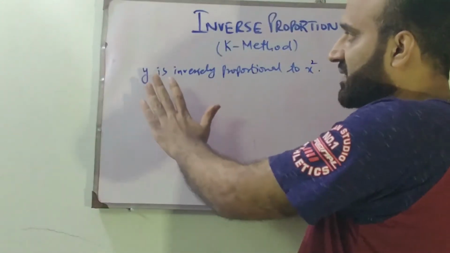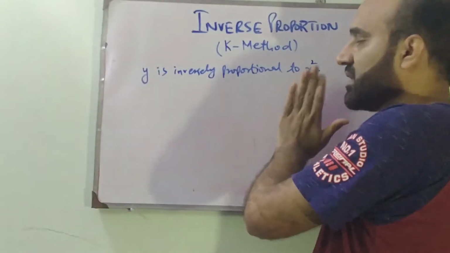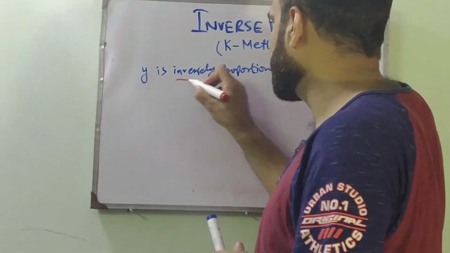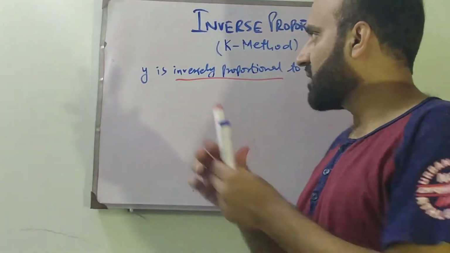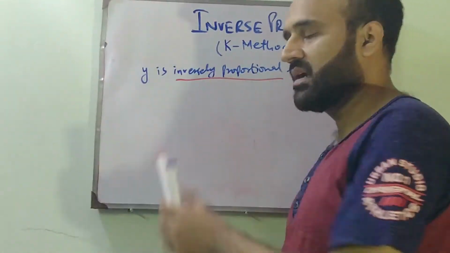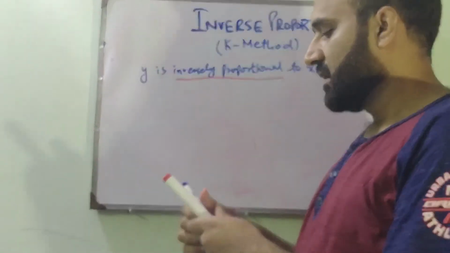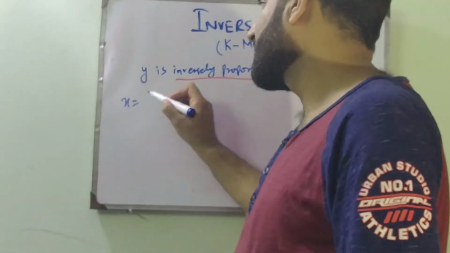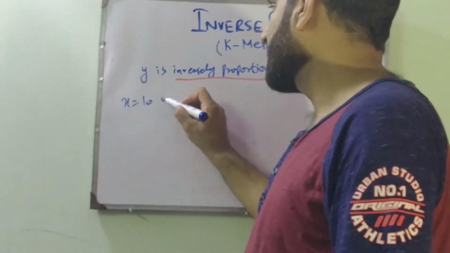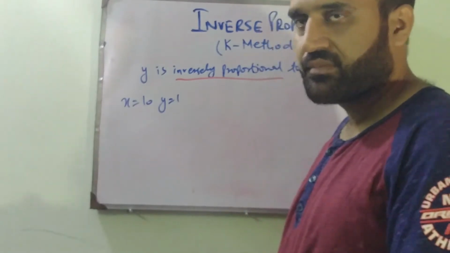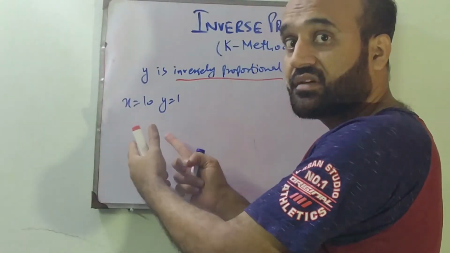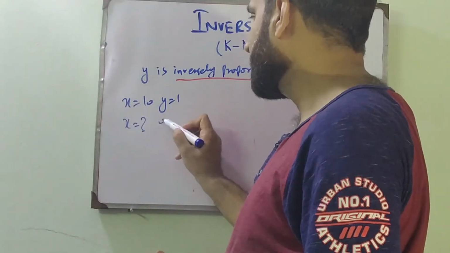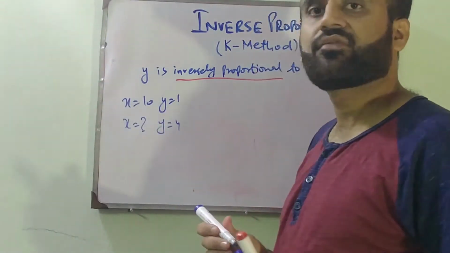In this question, it is given y is inversely proportional to x square. So it's given that it's inversely proportional. Because of this statement, we will be using the K method. Fine? Okay. Let's have the data. The value of x, let's suppose, is given to you, it's 10, and the value of y is 1. These two values will be used to find out the value of k. Then you are supposed to find out the value of x when the value of y is 4.